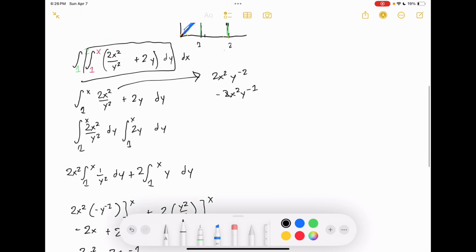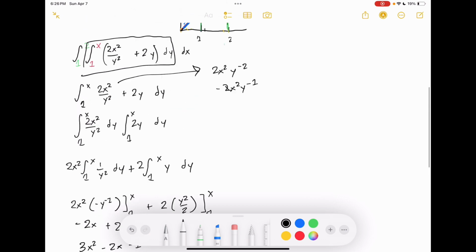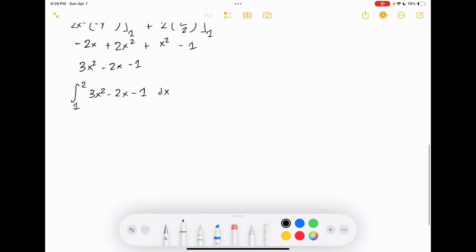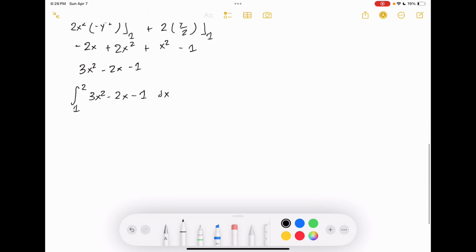The bounds were from 1 to 2, of 3x squared minus 2x minus 1, dx. Look at that. We had two integrals, now we just have one. And this is a very basic integrable function. We're just going to make it x to the third minus x squared minus x, and that's from 1 to 2.